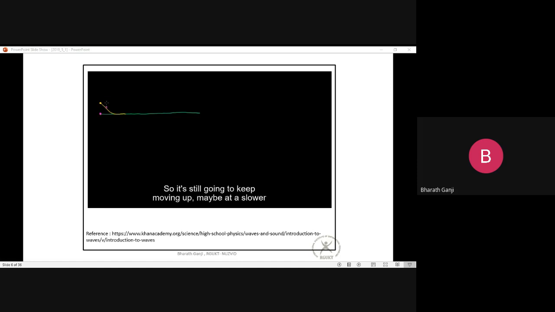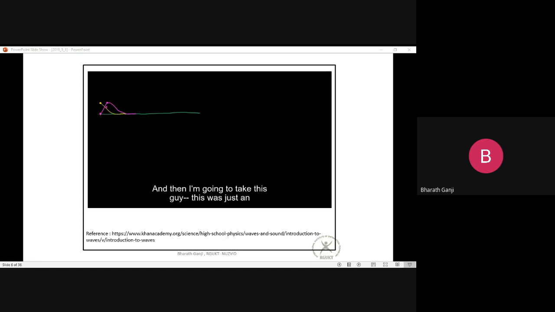So it's still going to keep moving up, maybe at a slower pace because it's starting to be tugged down by the rope on its left. So it's going to look something like that. And it's going to bring the rope to its right with it. So the rope will look something like this. The rope might look something like that.